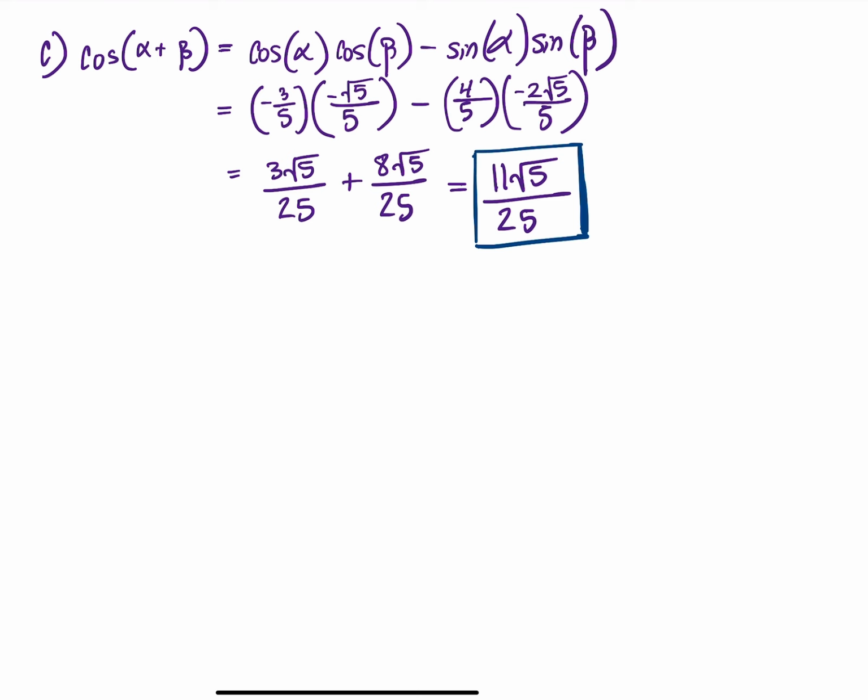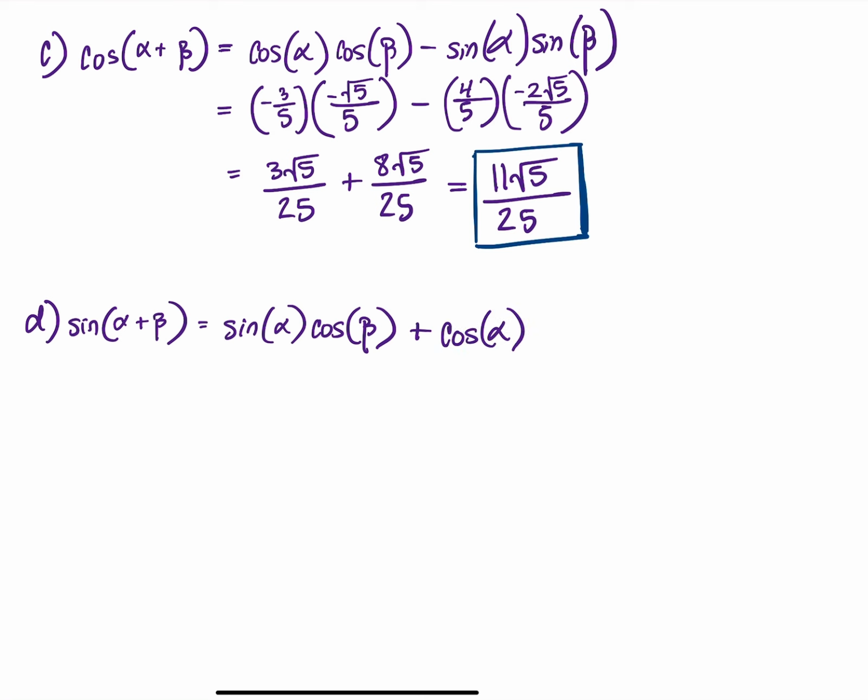And then part D was asking for the sine of alpha plus beta. Alpha plus beta inside of the sine. So with the sine, the sines and cosines are mixed together. So we get the sine of the first angle times the cosine of the second angle, plus, because sine follows that sine, plus the cosine of the first angle times the cosine of the second angle. So let's plug everything in.